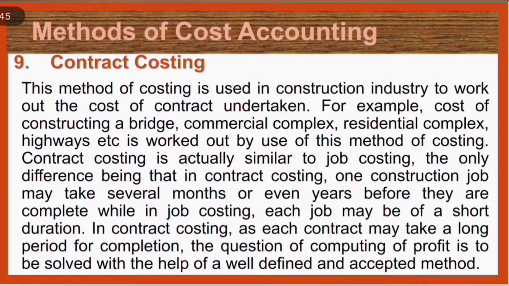Contract costing is actually similar to job costing, the only difference being that in contract costing, one construction job may take several months or even years before it is complete, while in job costing, each job may be of a short duration. In contract costing, as each contract may take a long period for completion, the question of computing a profit is to be solved with the help of a well-defined and accepted method.